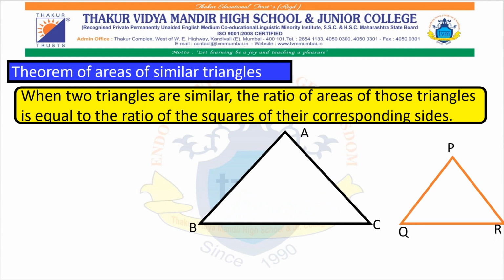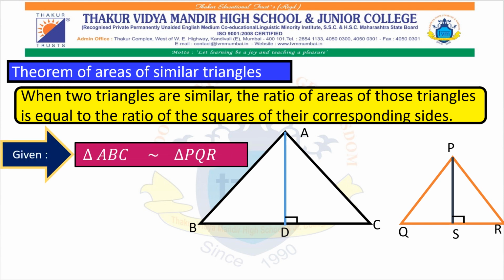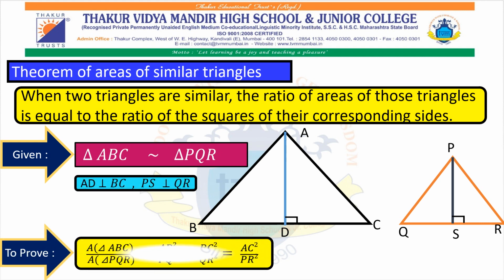Since it is related to the ratio of their areas, we'll draw the height of these two triangles. Let us take the height of triangle ABC as AD with base BC, and for triangle PQR, QR is the base, we'll take PS as the height. So this will be written in the given, and what we need to prove is the ratio of their areas, means area of triangle ABC upon area of triangle PQR is equal to the ratio of the squares of their corresponding sides.